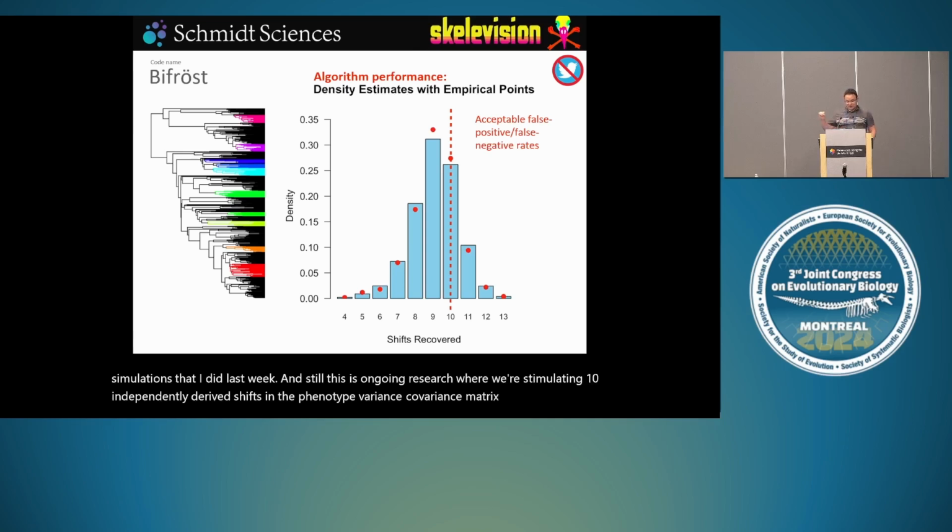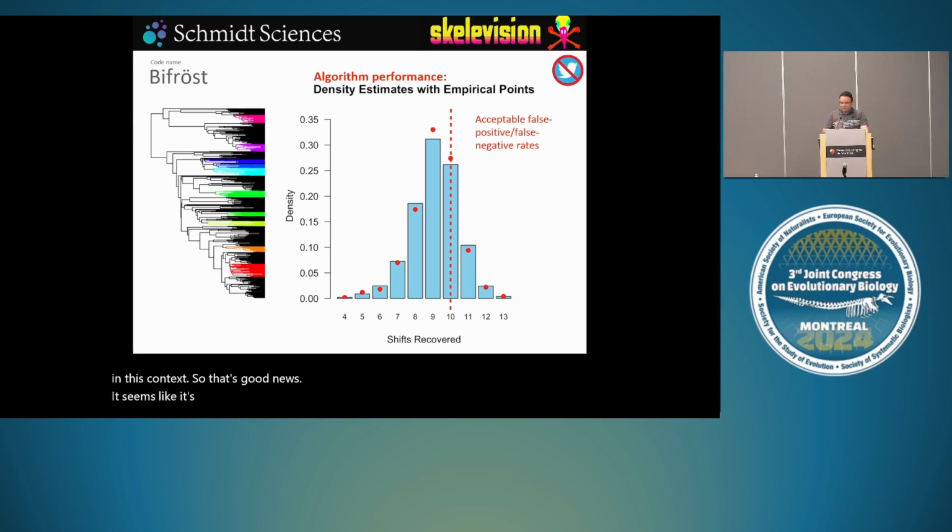And the model recovers almost all the shifts, but not between 9 and 10. It's getting like 90-something% of the simulated shifts, at least in this context. So that's good news. It seems like it's working. So that's all I'm going to say about the model itself.